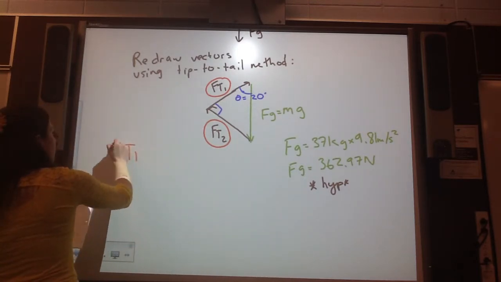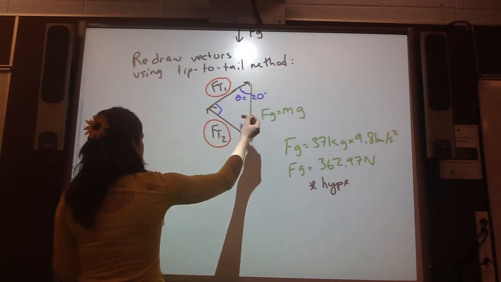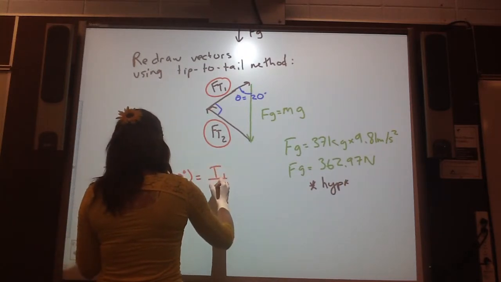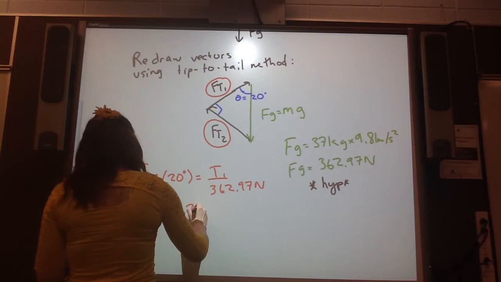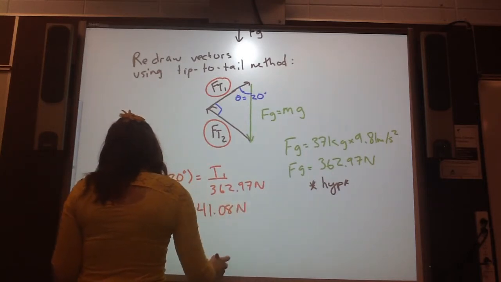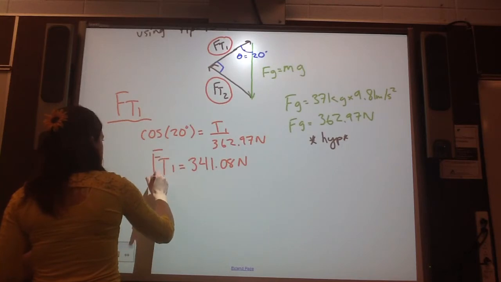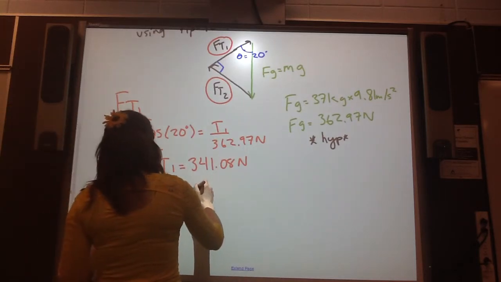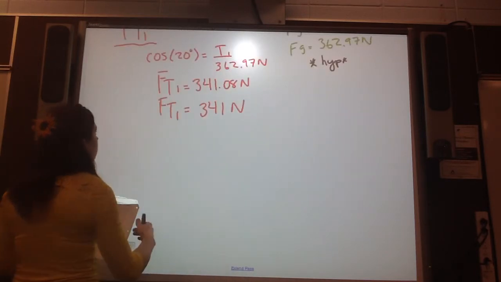Say for T1, or FT1. I'll use my cos function because adjacent over hypotenuse. So cos of 20 degrees is equal to T1 over 362.97 newtons. So my T1 is equal to 341.08 newtons. Or sorry, I should say FT1, then we can conclude with our sig digs that it is 341 newtons. You don't need to put direction because the question said what is the magnitude of the tension. If it just said what's the tension, then you probably should.